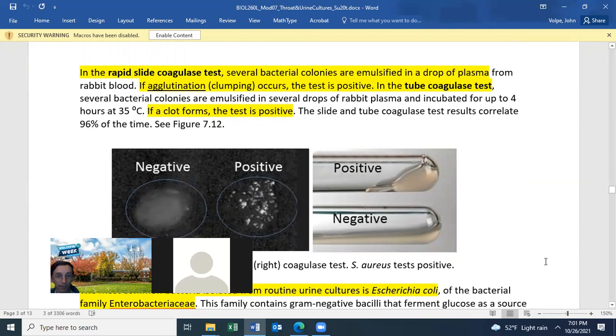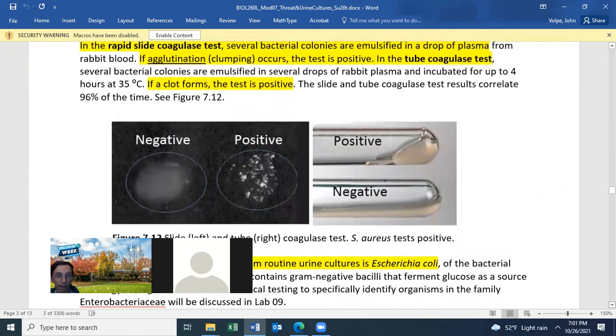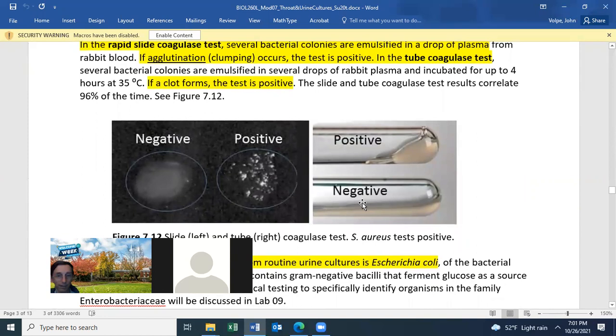You can also do the serum test in a test tube. And this is the normal tube with serum. And then you put the bacteria in. If it's coagulase negative, the serum will be liquid. And if it's coagulase positive, it will clump. And so the serum will clump like that as opposed to being like that. Staphylococcus aureus, like I said, is coagulase positive.